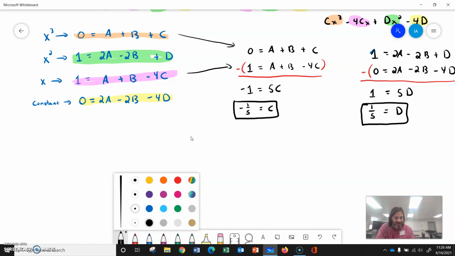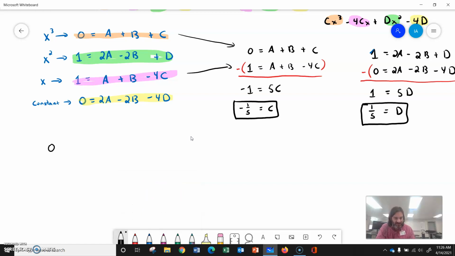So then let's take the first and second equation for whatever reason. We'll take the first equation, which is 0 equals a plus b plus c, but we know c is negative 1/5. And let's take the second equation, which is 1 equals 2a minus 2b plus d, but d was 1/5. We could move these 1/5 over, and there's nothing wrong with that. But let's take the first equation and multiply it by 2, because I'm going to try and cancel out these b's.